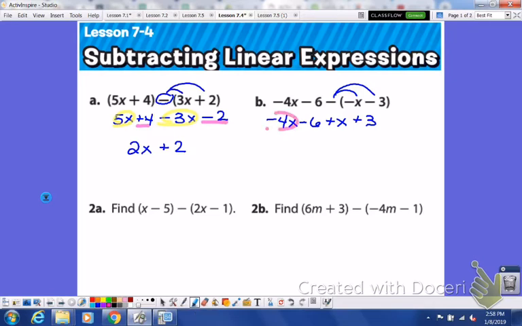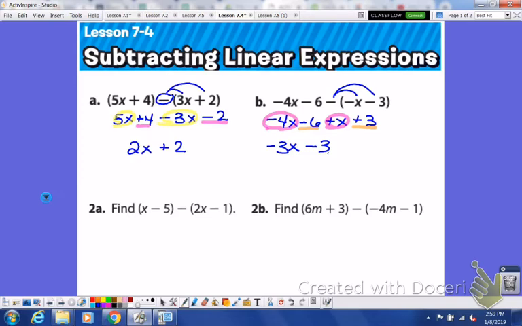I see a negative 4x. I see a positive x. I see a negative 6. I see a positive 3. So negative 4x plus x, negative 4 plus 1 would be negative 3x. Negative 6 plus 3 gives me negative 3. So negative 3x minus 3. I promise they don't keep repeating the numbers.